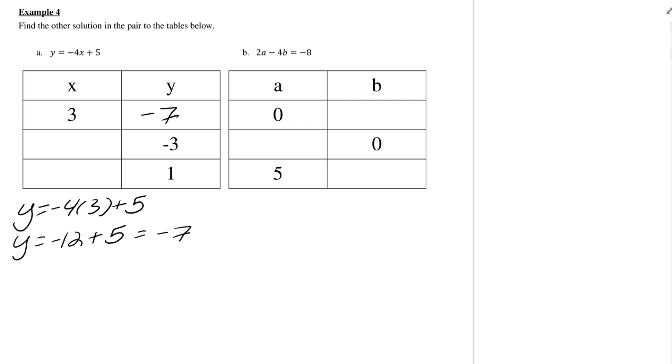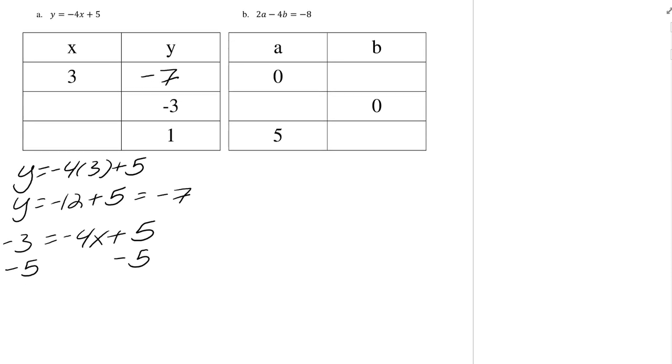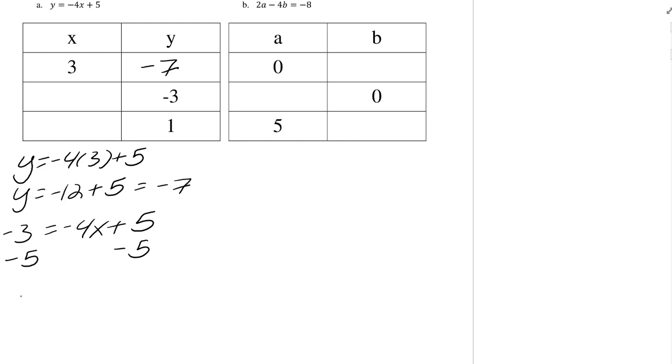Now going to the next row, I see that I want to plug in y equals negative 3. Okay, so let's go ahead and do that. So now I've got negative 3 equals negative 4x plus 5. And now I've just got to go through the work to solve for x. So to do that, I'll subtract 5 from each side. Let's see, try to make sure that you guys can still see. So this will equal negative 8 equals negative 4x. Divide each side by negative 4. And so you get x equals 2. So I'm just going to write that up in the table up here.